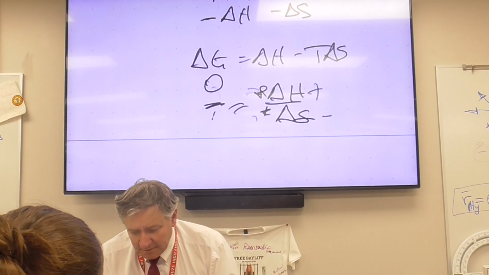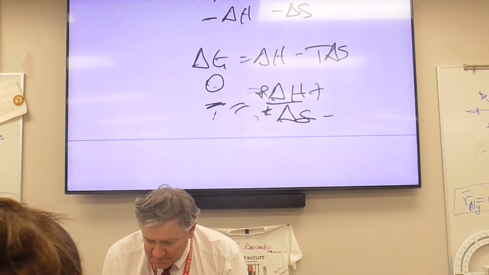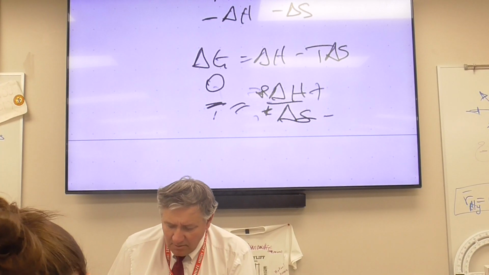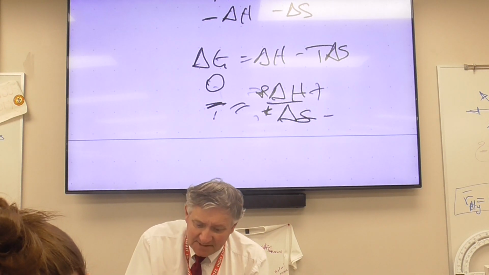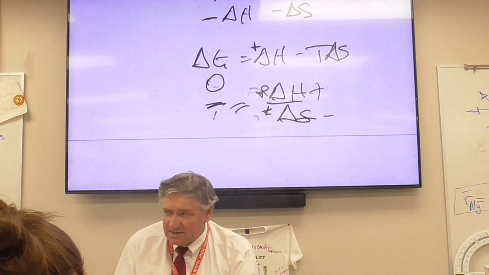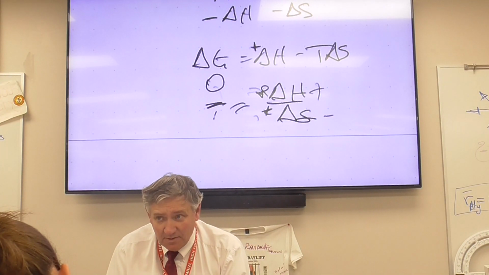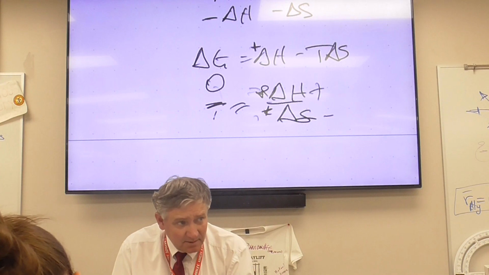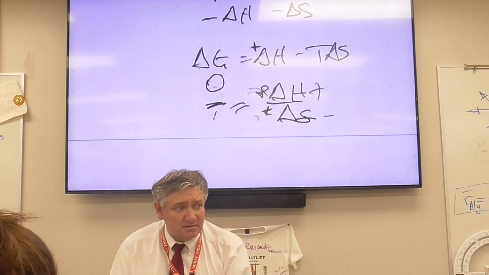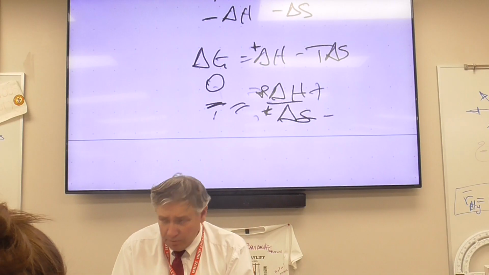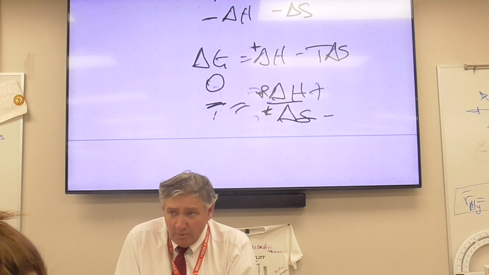So now, at its normal melting point, is delta S positive or negative? Again, it's temperature dependent. If you have a positive delta H, what they gave you, and it's temperature dependent, what has to be the sign of delta S? Positive, because that's the only way it works.